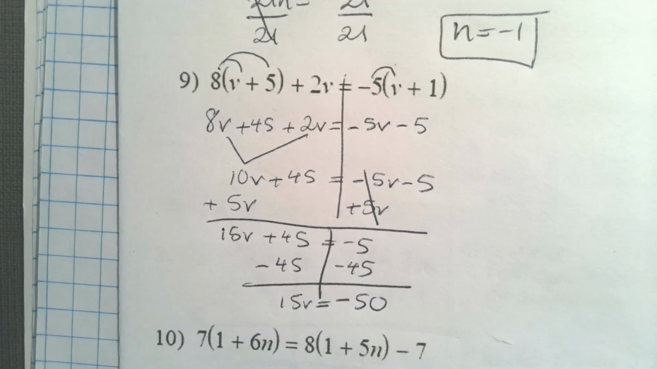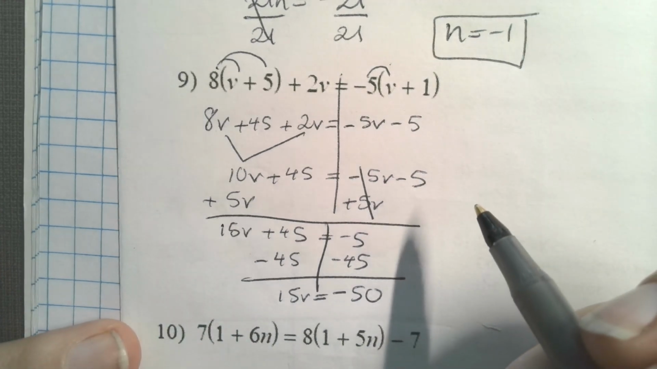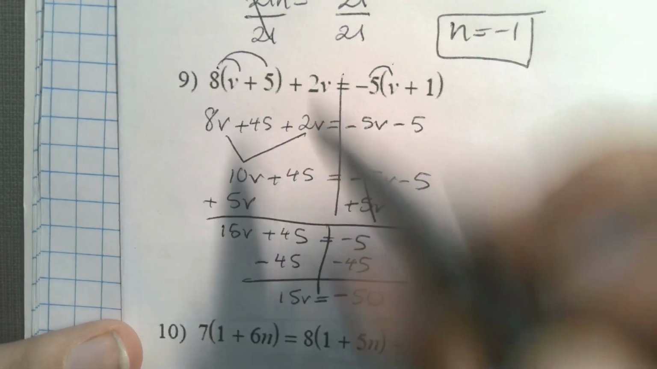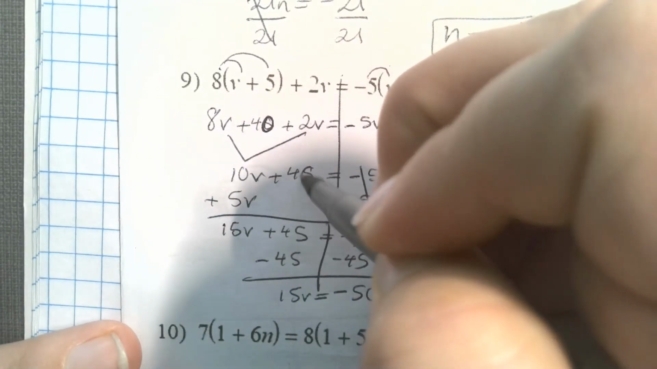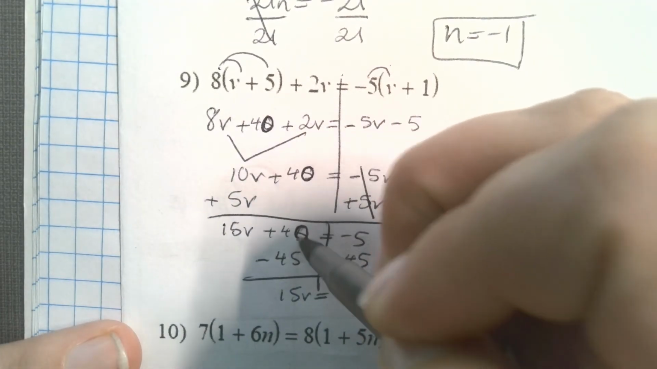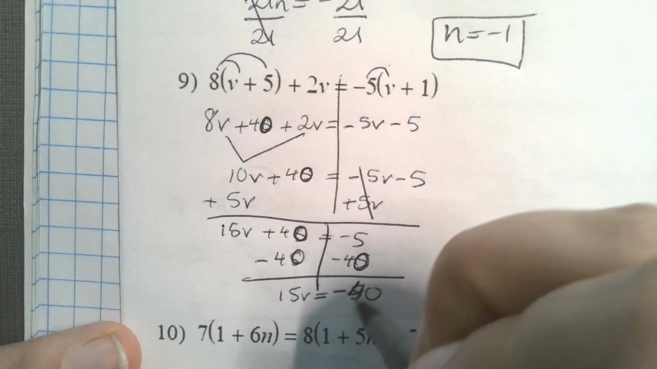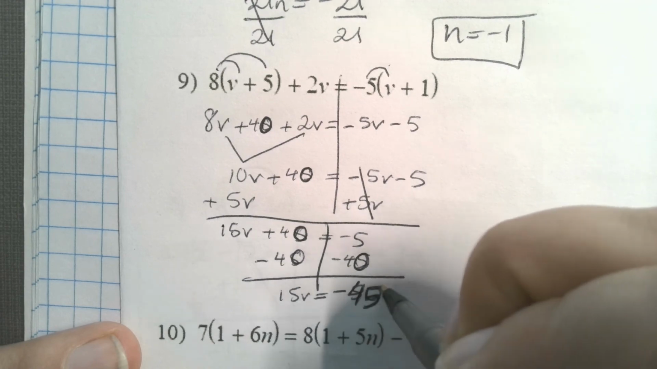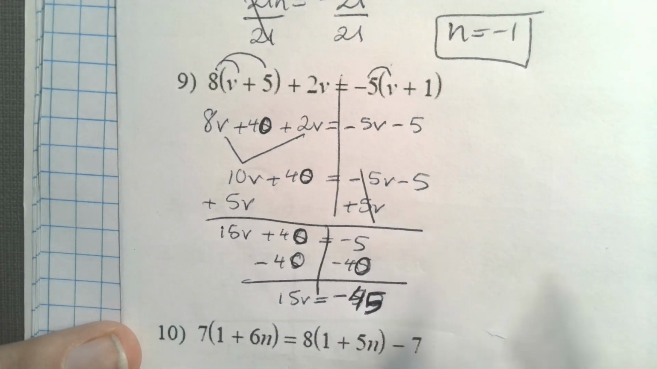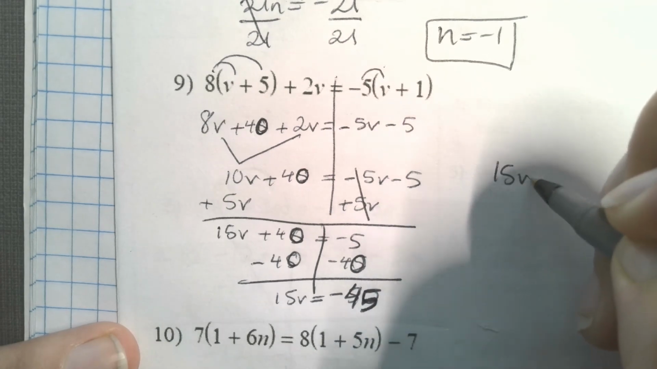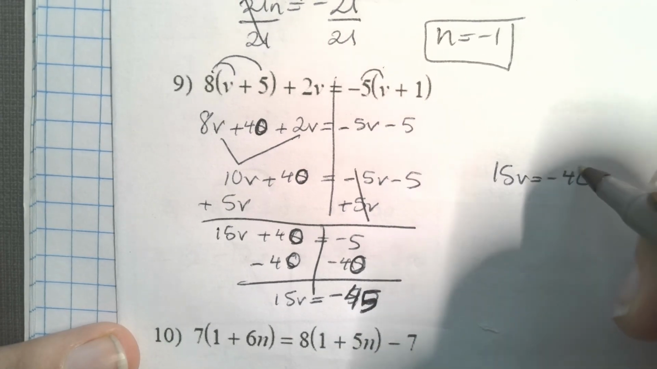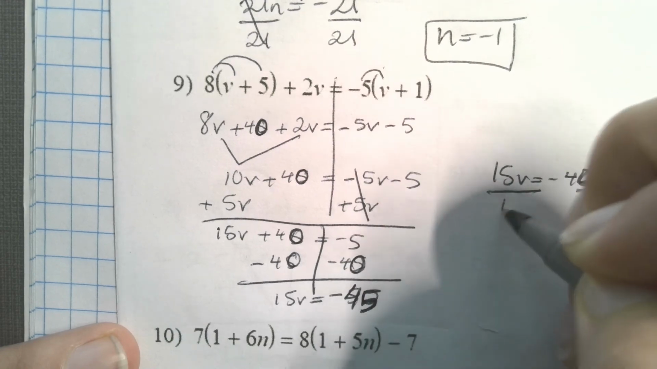Okay? I feel like I missed a step. Did I miss a step? Oh, that's not 45, that's 50. Sorry, that's 40. So this makes this 45. So I've got 15v equals negative 45. And just divide by 15.